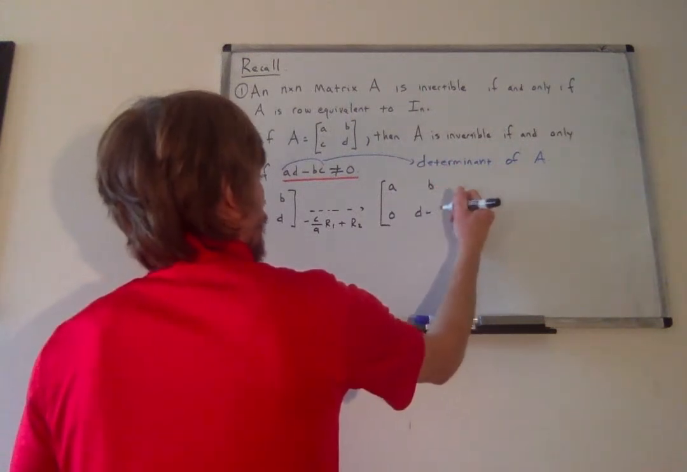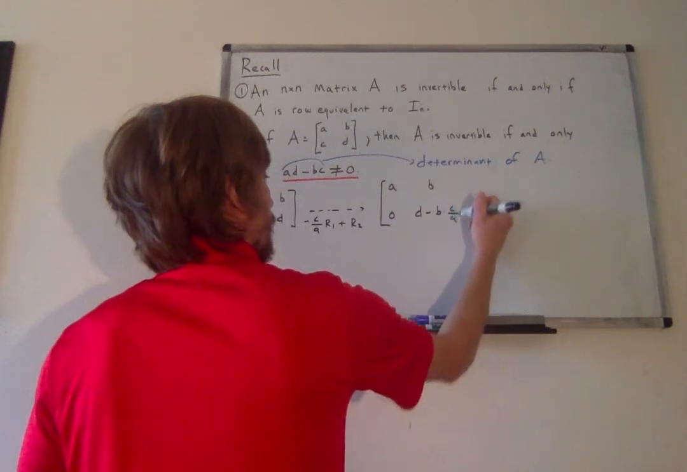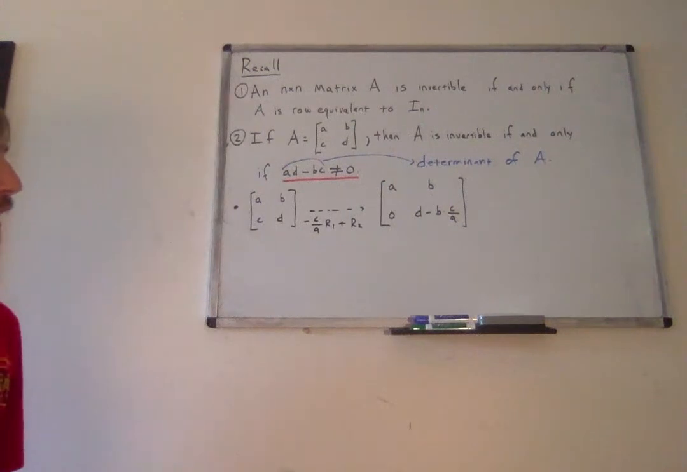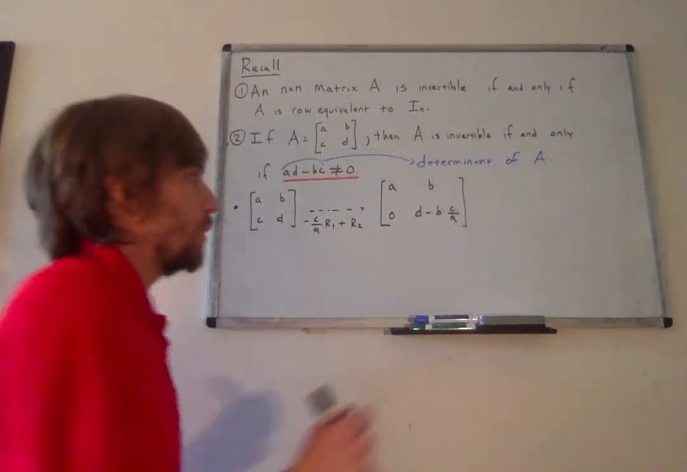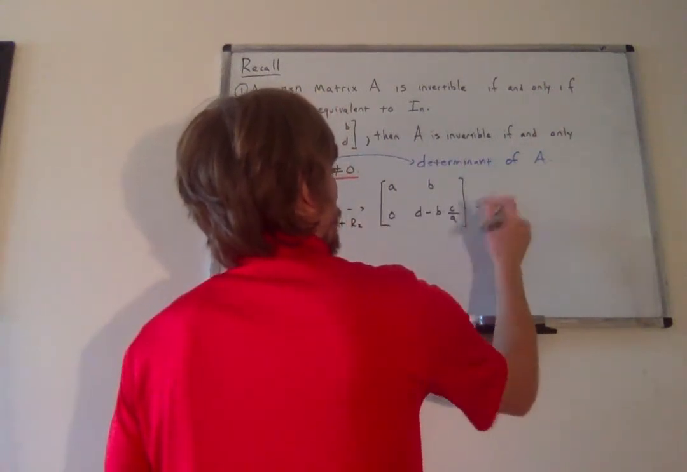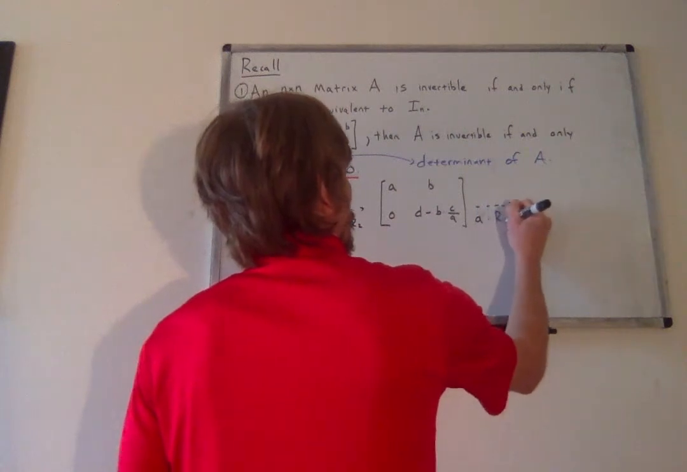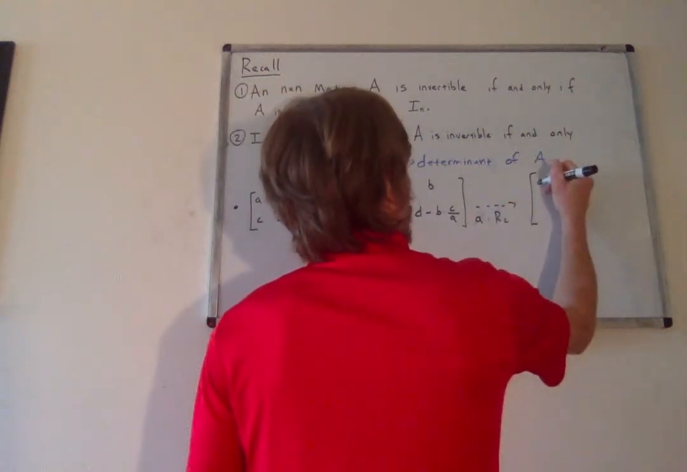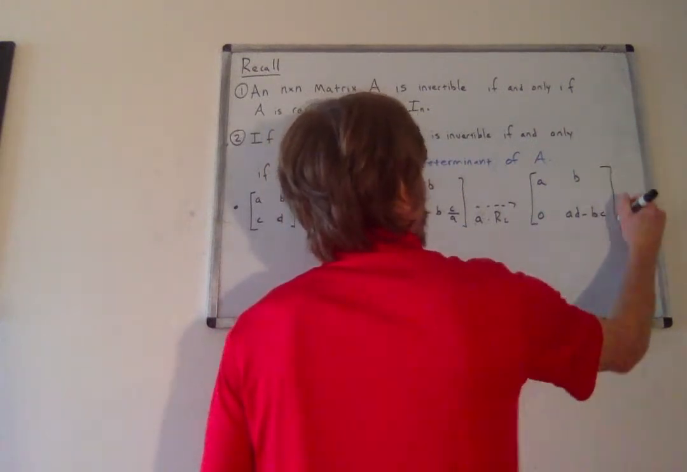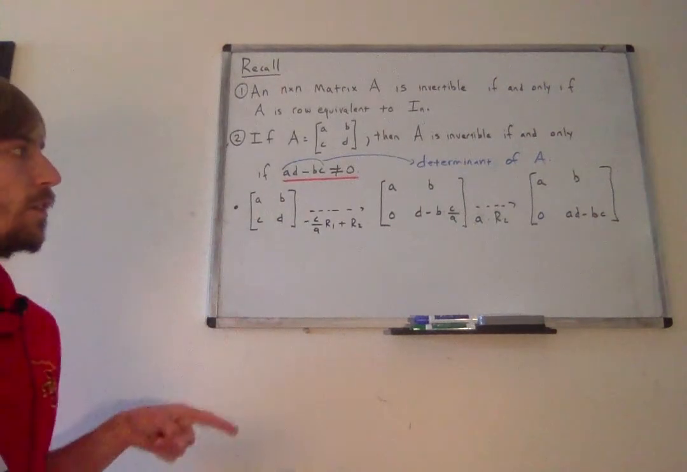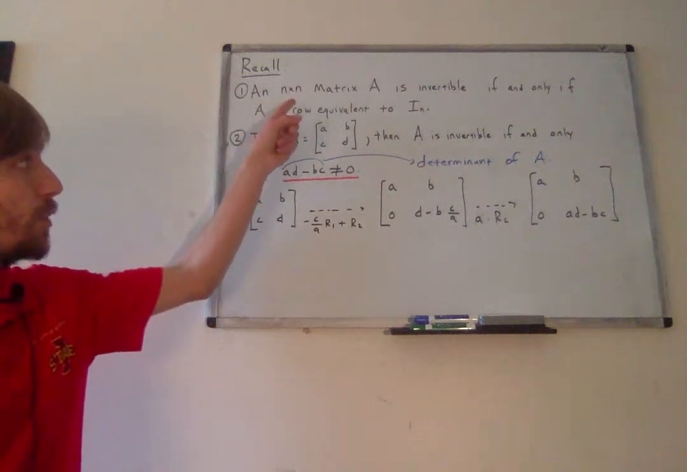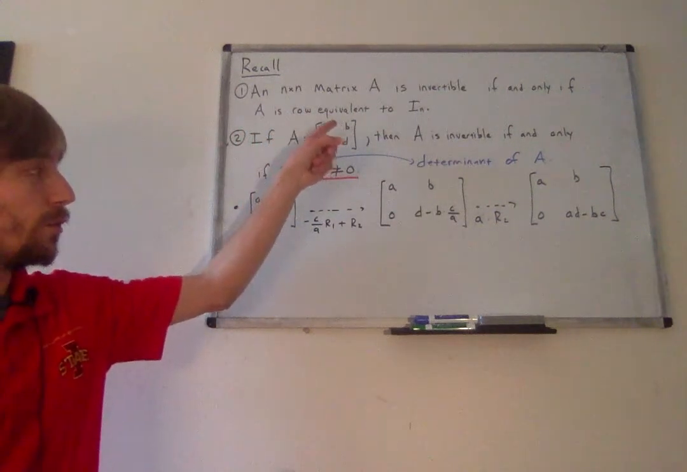D minus B times C over A. All right, well, I don't like fractions, so maybe I'll just multiply row 2 by A. And notice I get the following matrix, A, B, 0, AD minus BC. So remember, an n by n matrix A is invertible if and only if A is row equivalent to I_n.